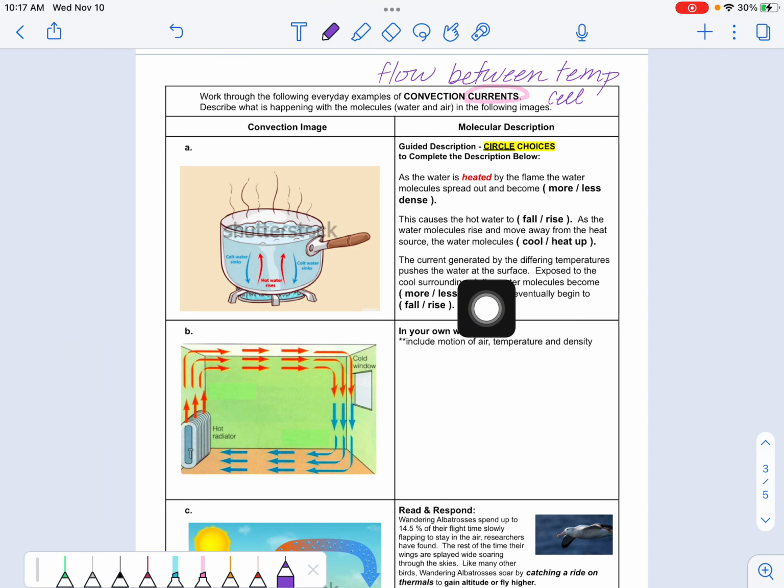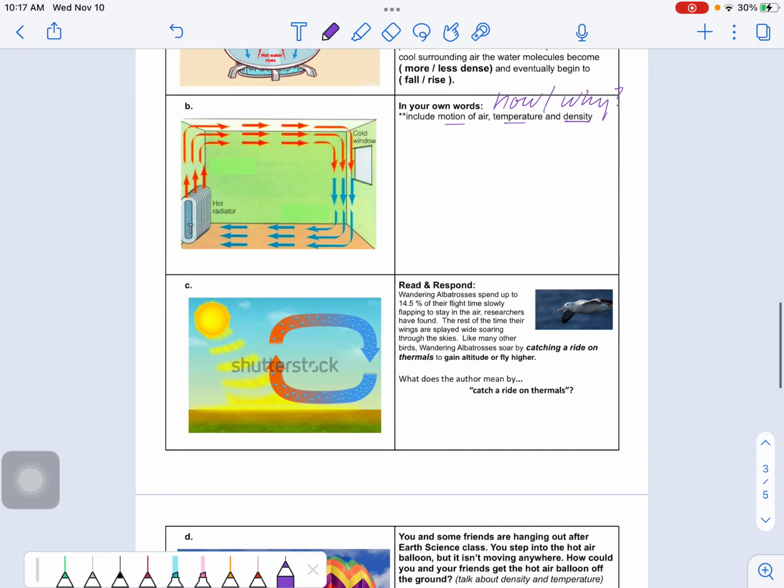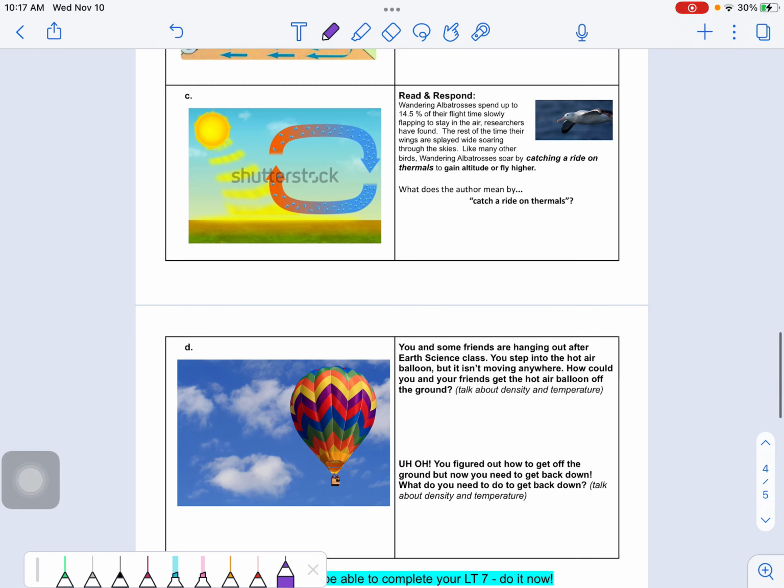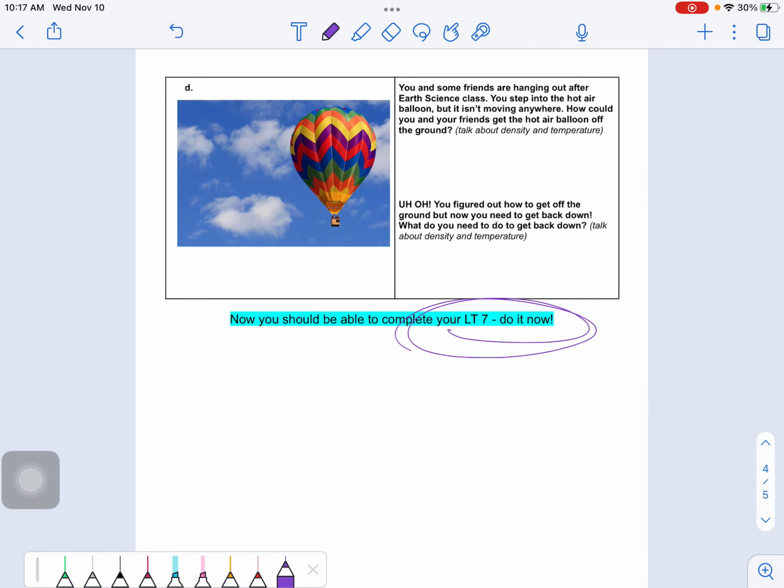So here you have a guided description. Here you're putting it into your own words, describing how and why the air is moving the way it is in terms of motion, temperature, and density. So you're thinking again about how it's moving, why it's moving, and then a couple connections here. And all of this should lead you to be working on that learning target number 7.